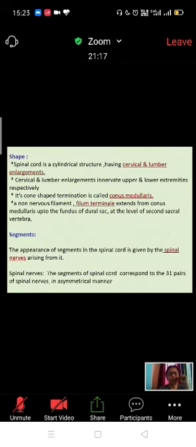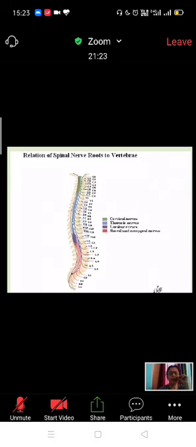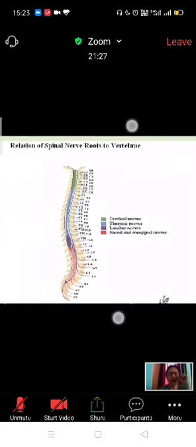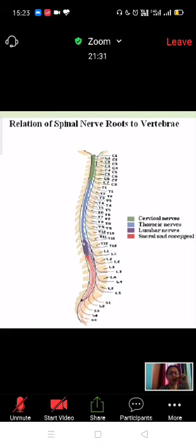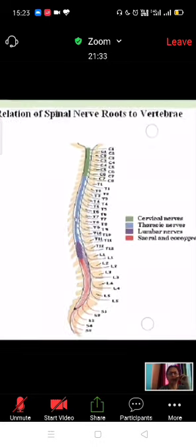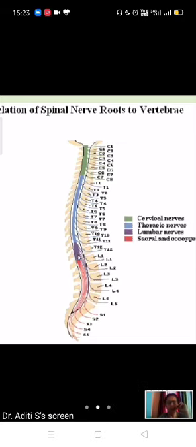Now, look at this picture, you see here it ends in the L1 and L2 segment. It ends like a cone-like structure. This spinal cord at the lumbar 1 and lumbar 2 segment ends like a cone-like structure. This portion is called conus medullaris.